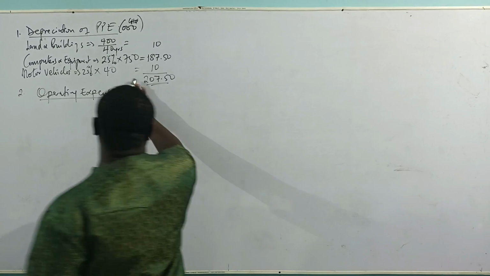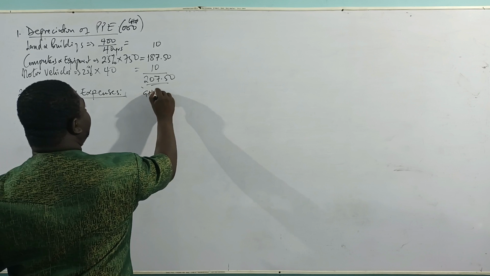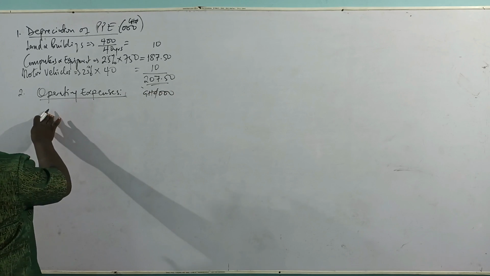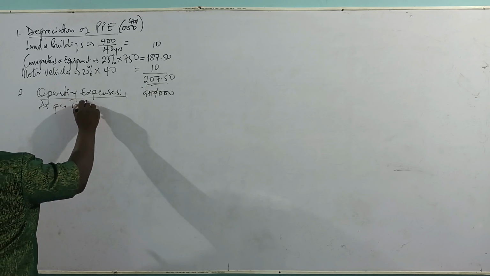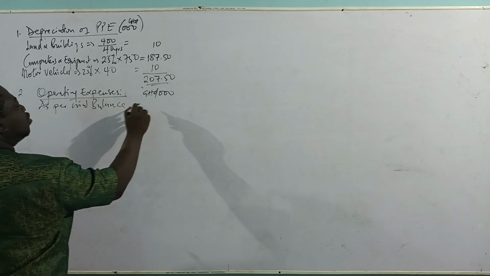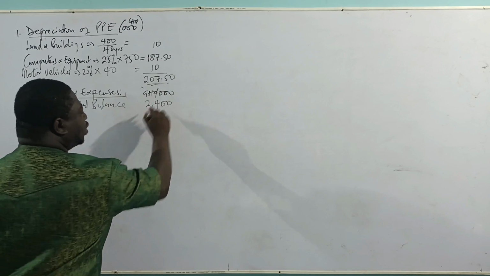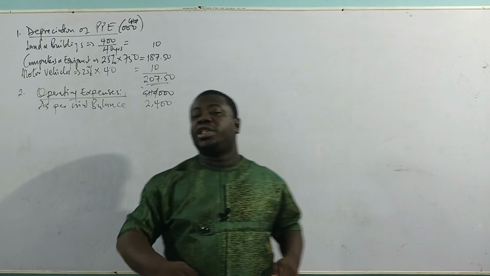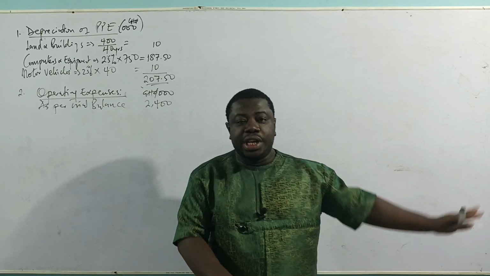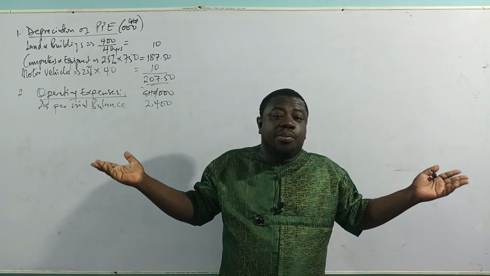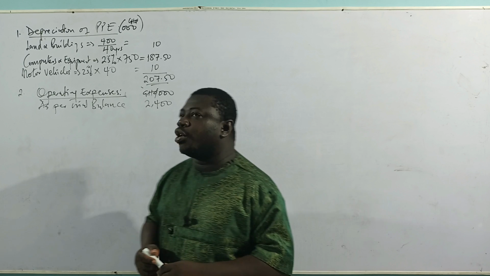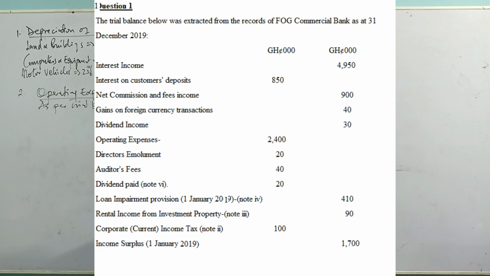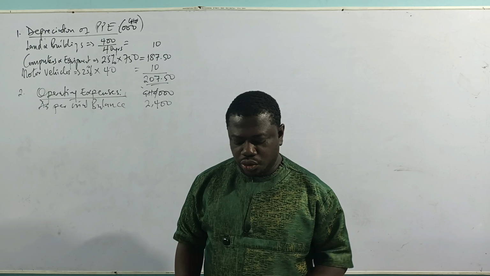So operating expenses, let me show my currency sign with 3 zeros up. I'll first write operating expenses as per trial balance. So per the trial balance, the operating expense that was given is 2004. I know that is where some students will just pick that figure, take it straight to the statement of profit or loss because they think operating expenses has been given. But it's not always that straightforward. Okay. Then we also have directors emolument of 20 and auditors fees of 40. So let's add that.